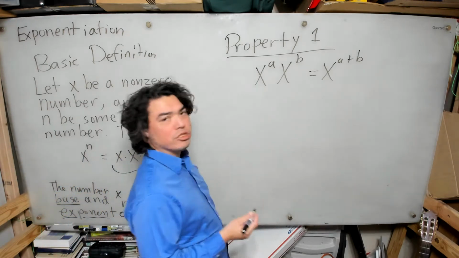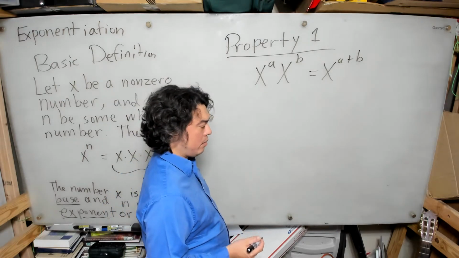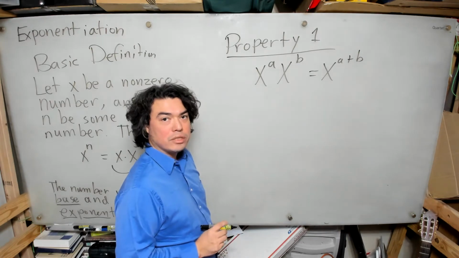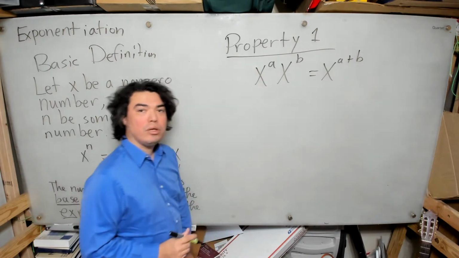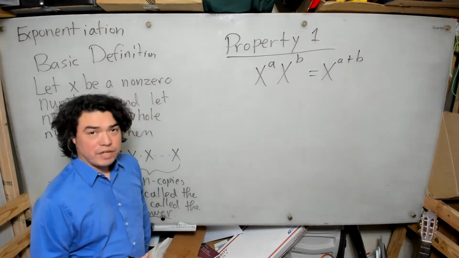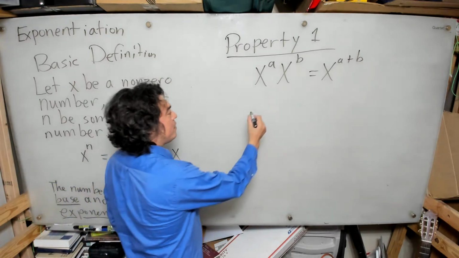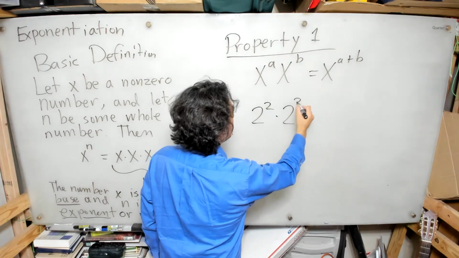I'm going to start with a numerical example so you can see that this is not as abstract as it looks. Then we'll walk through a slightly more abstract example, and then I will give you some justification for this. Okay? So let's say that I had 2 squared times 2 cubed.